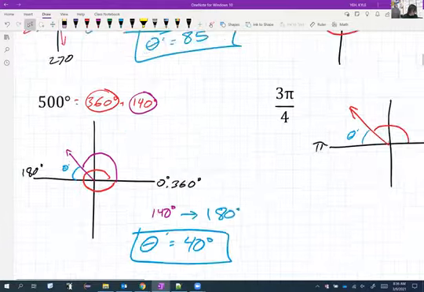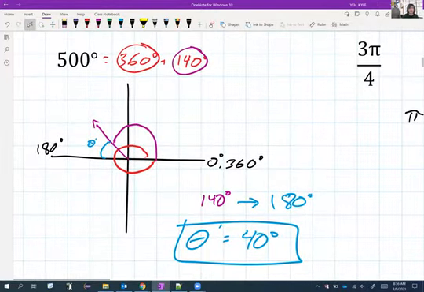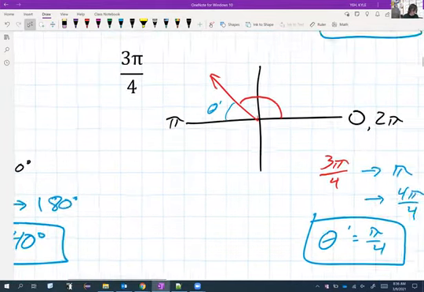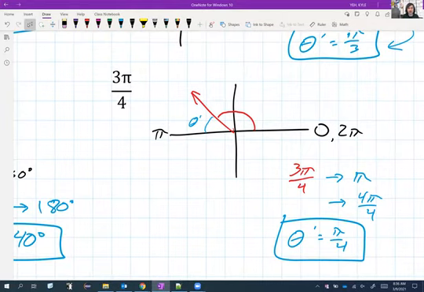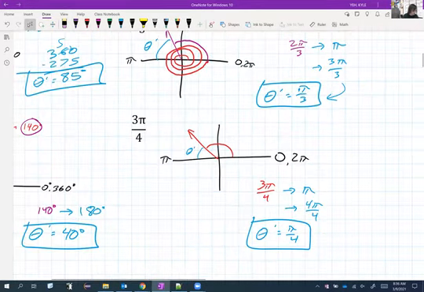500 degrees, more than a full circle. So I said, well, I could take away a full circle, 360 in red, and then just go 140 degrees. That's not quite all the way to the 180 that I needed. So I went another 40 for my reference angle. And then 3 pi over 4 is 3/4 of the way to pi. Not all the way there, but it's quicker to go forward to pi than back to 0. So how do I get from 3/4 pi to pi? Just go another pi over 4 as my reference angle.